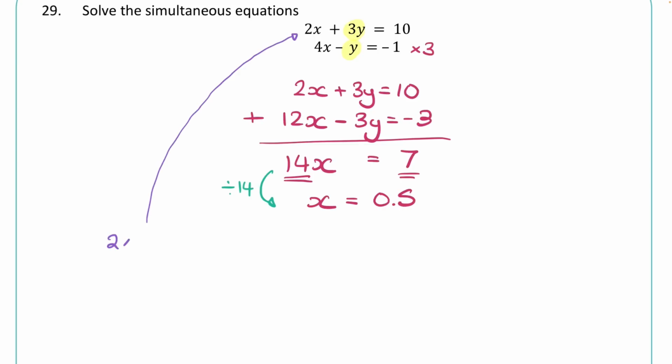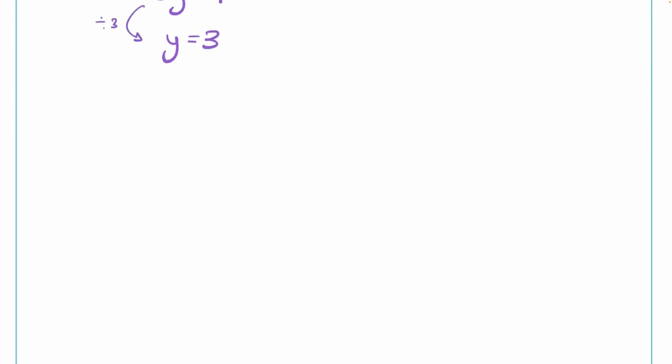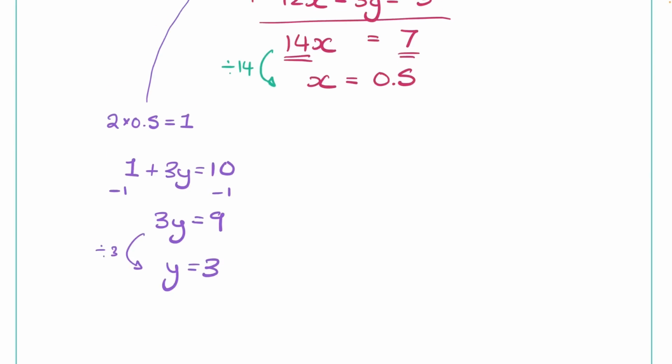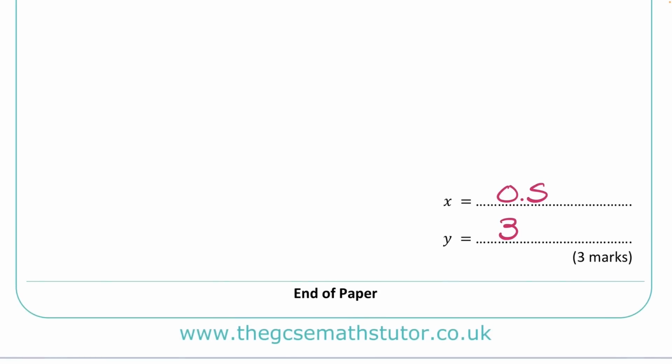So we have 2 times 0.5 to work out, 2 times x is 0.5, that's equal to 1. So our equation is 1 plus 3y is equal to 10. I can now subtract the 1 from both sides, which leaves us with 3y is equal to 9, and then divide by 3, y is equal to 3. And there we go, there's our two solutions. We normally have some dotted lines down here, so x was equal to 0.5, y was equal to 3. Just double check that, x was 0.5, y was equal to 3. And there we go, there was our simultaneous equation, and that was the end of this paper.